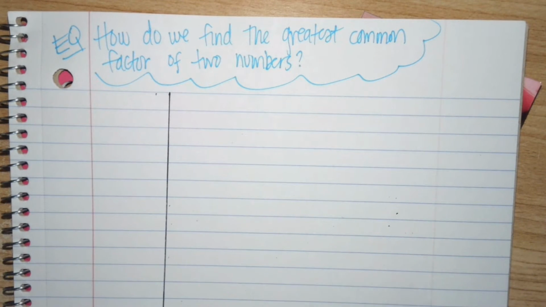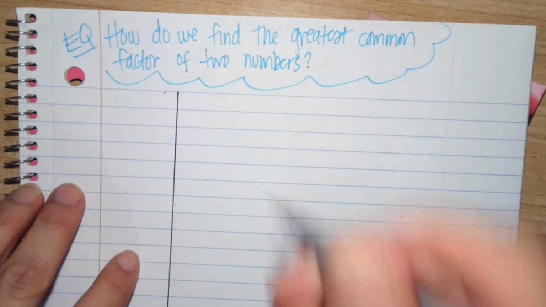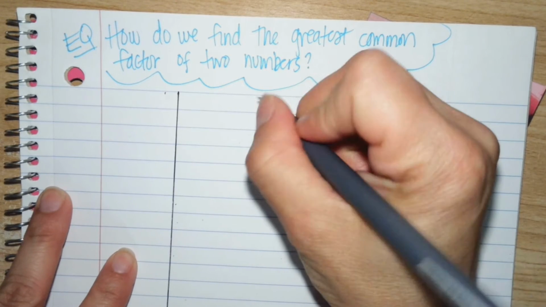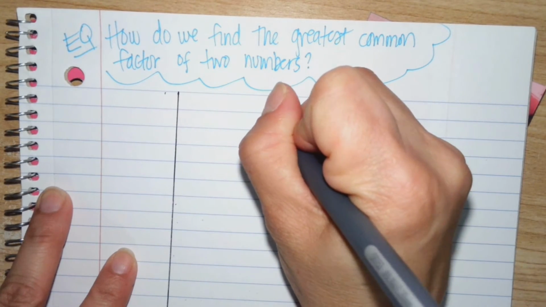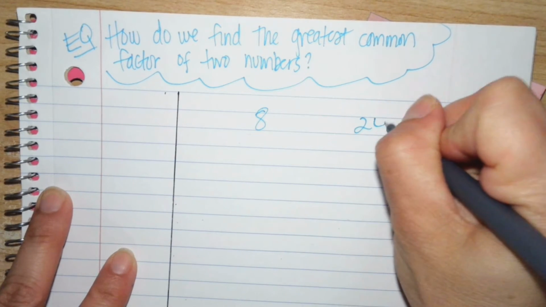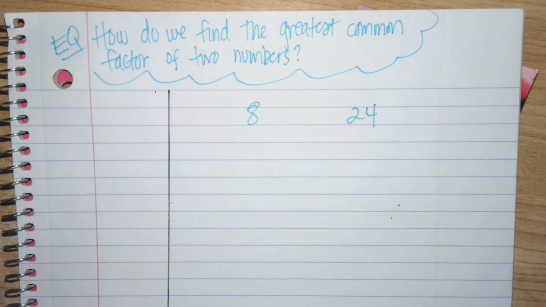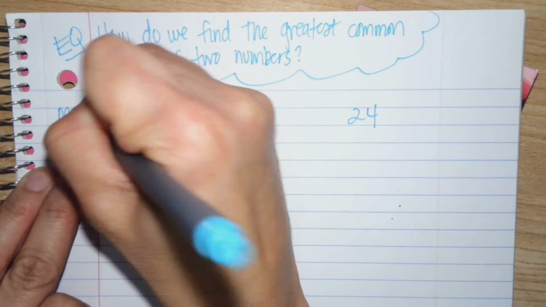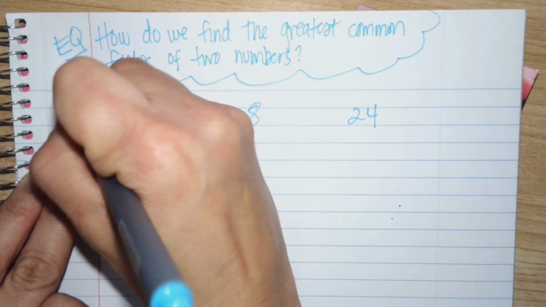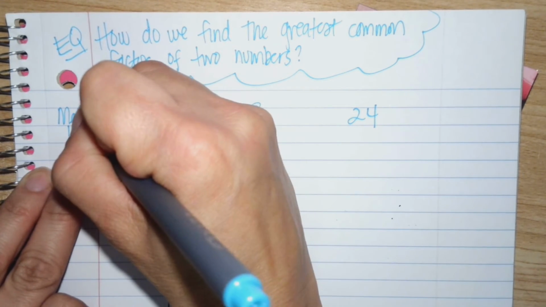So let's say we have two numbers. Let's go with 8 and 24. To find the greatest common factor, you can use many ways. You can list the times tables, which we will do. That's going to be method 1. List your multiplication facts.